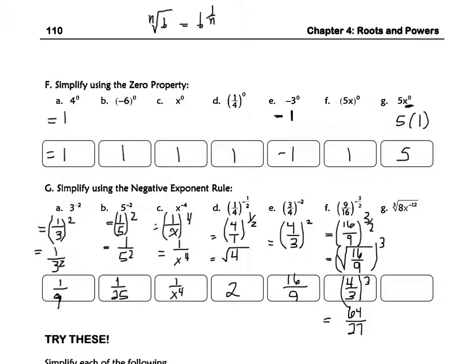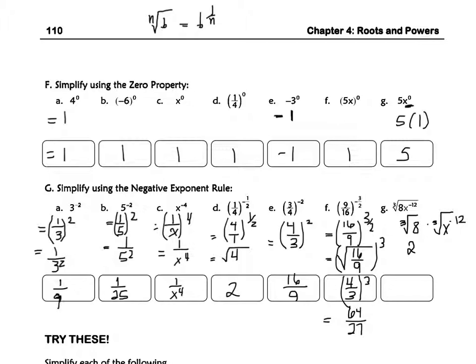Now that one's a little bit trickier. Again, there's a couple of ways you can do it. Probably, I might look at that as, separate that as the cube root of 8 times the cube root of x to the negative 12. And again, there's more than one way to do this. And the cube root of 8 I can replace with 2.